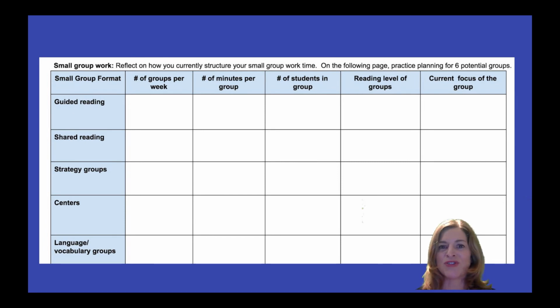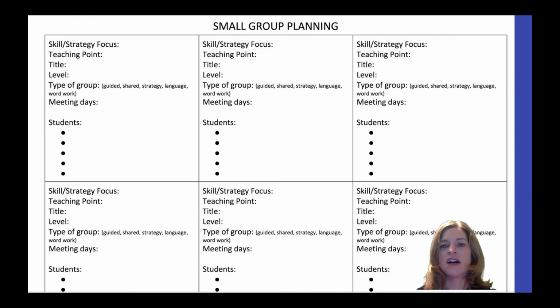Because these models that I've shared with you today might be very different than what you're doing in your classroom now. And so thinking about, okay, based on what you've learned, planning for groups coming up next week, for example. What is a skill or strategy focus that you might be working on with a particular group of students? Practice thinking through what would a teaching point be? What title of book might I use with them? So a guided reading book or a set of books or a shared reading text. What's the level of that text? And then am I going to do guided, shared, strategy, or language word work type of group?